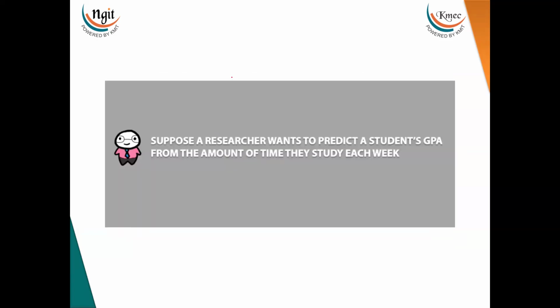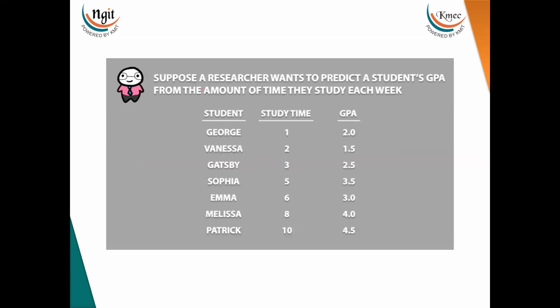Now, suppose this is one example we are going to discuss in this class. Suppose a researcher wants to predict a student's GPA from the amount of time they study each week. These are the list of students and this is the study time, and according to their study time, this is the GPA that particular student has achieved. If a particular student, George, has studied 1 hour per week, he got 2.0 GPA. If he studied for 2 hours, he got 1.5. Similarly, 3, 5, 6, 10, he got 4.5 GPA.